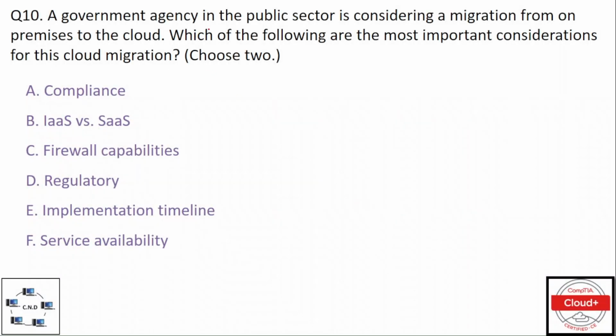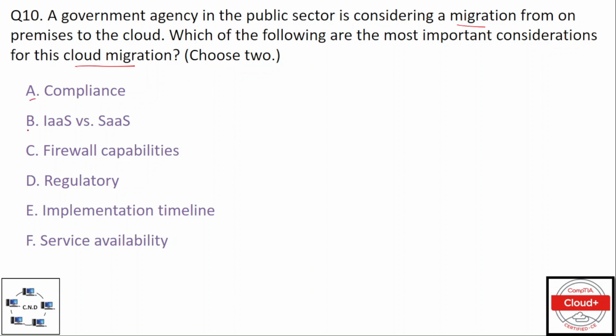Question number 10. A government agency in the public sector is considering a migration from an on-premises to the cloud. Which of the following are the most important consideration for this cloud migration? So the key points here are that the organization is a government agency and they are considering to migrate from on-premises to the cloud. So what are the two key considerations?